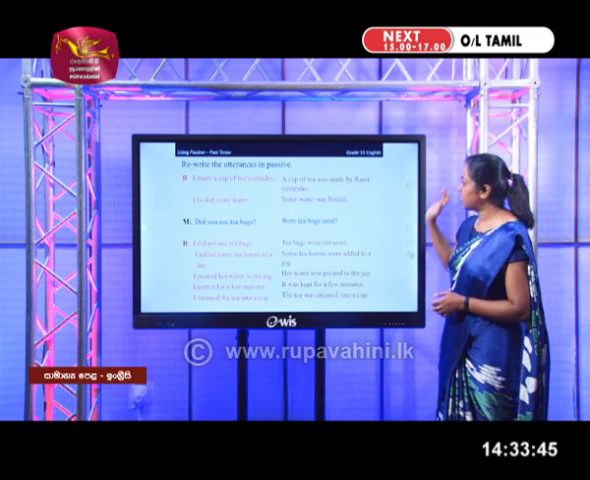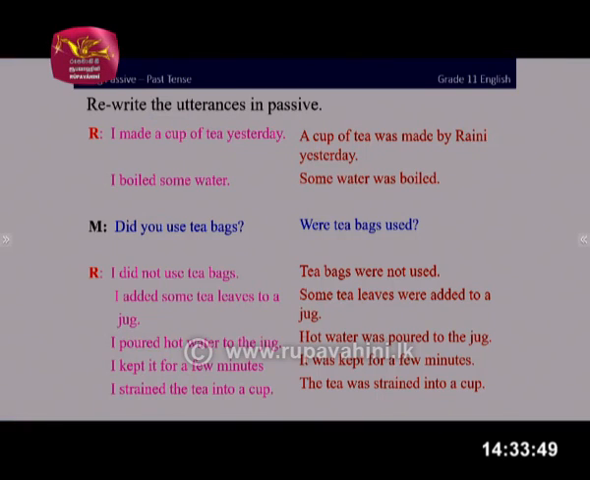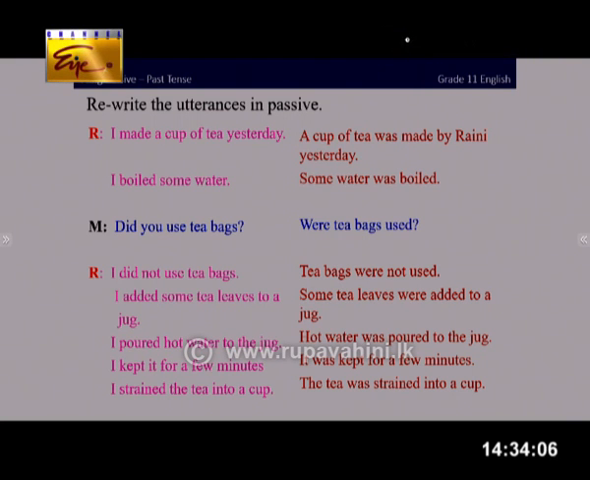If you are done, this is how it should look. I made a cup of tea yesterday. What was made? A cup of tea was made by whom? By Raini, because it is Raini who spoke and she said I, so obviously it is Raini. Okay. I boiled some water. Some water was boiled. Did you use tea bags? Were tea bags used? Because you know it is a plural subject.